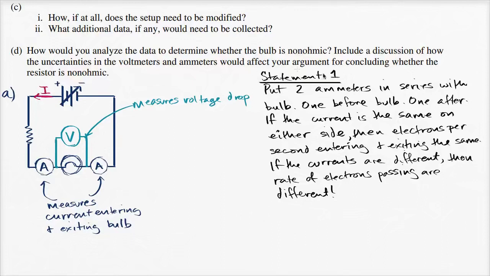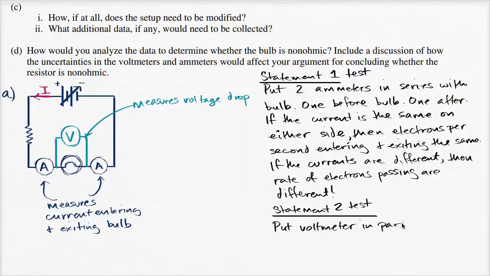Now for statement 2 test. I think you guys get the idea by this point, but I'm just writing it out because you would have to if you were taking this AP test. I would say put voltmeter in parallel with the bulb.